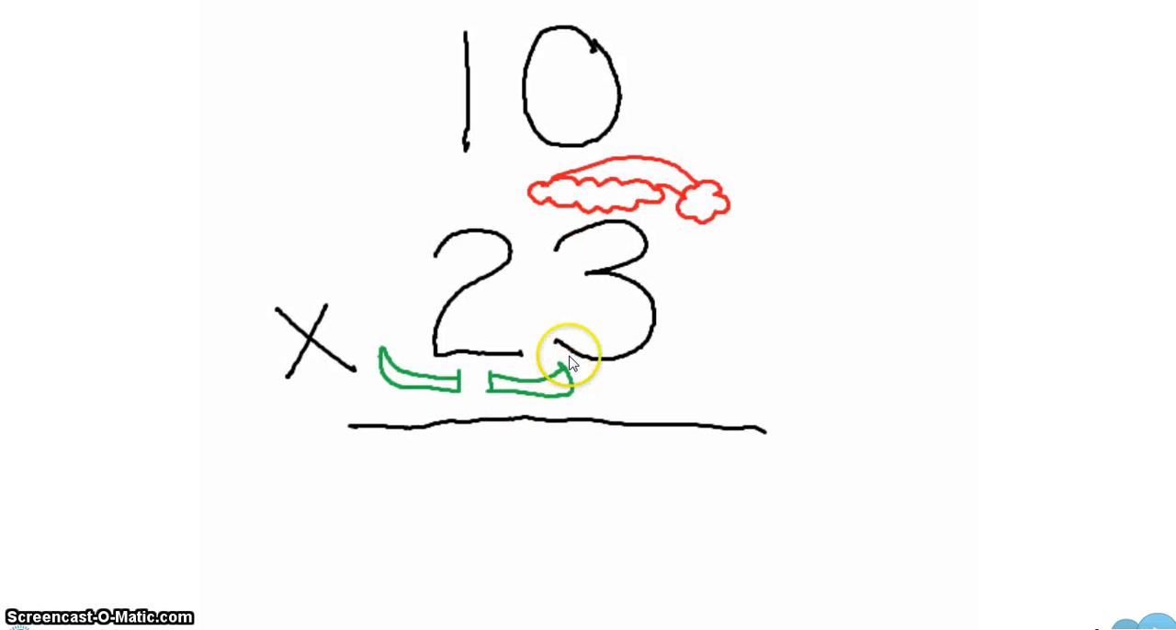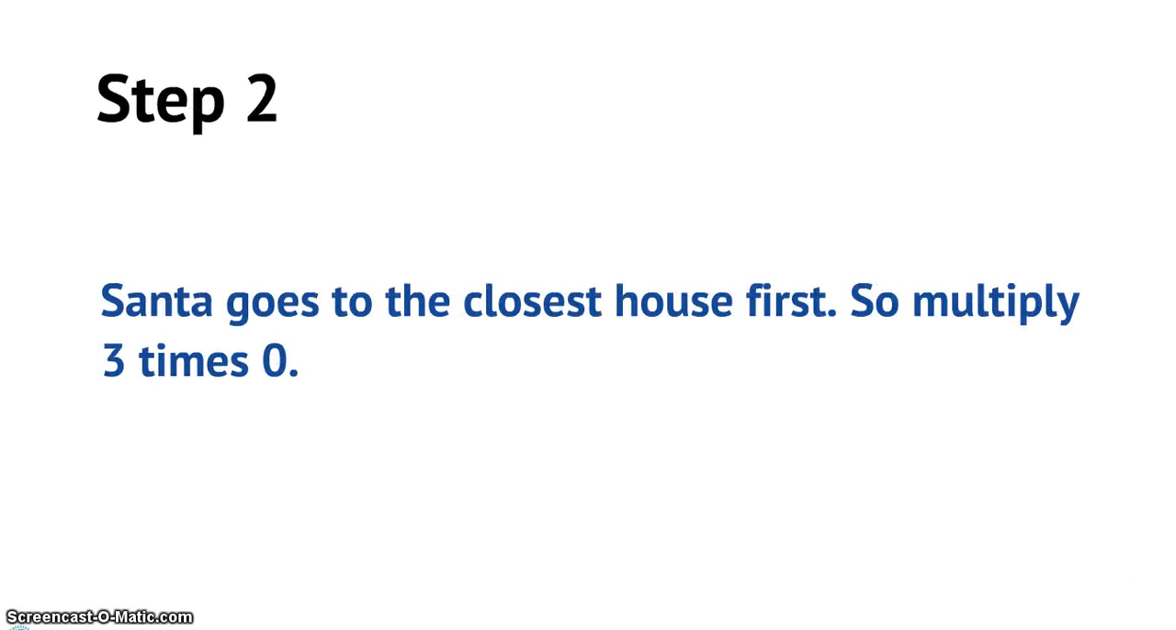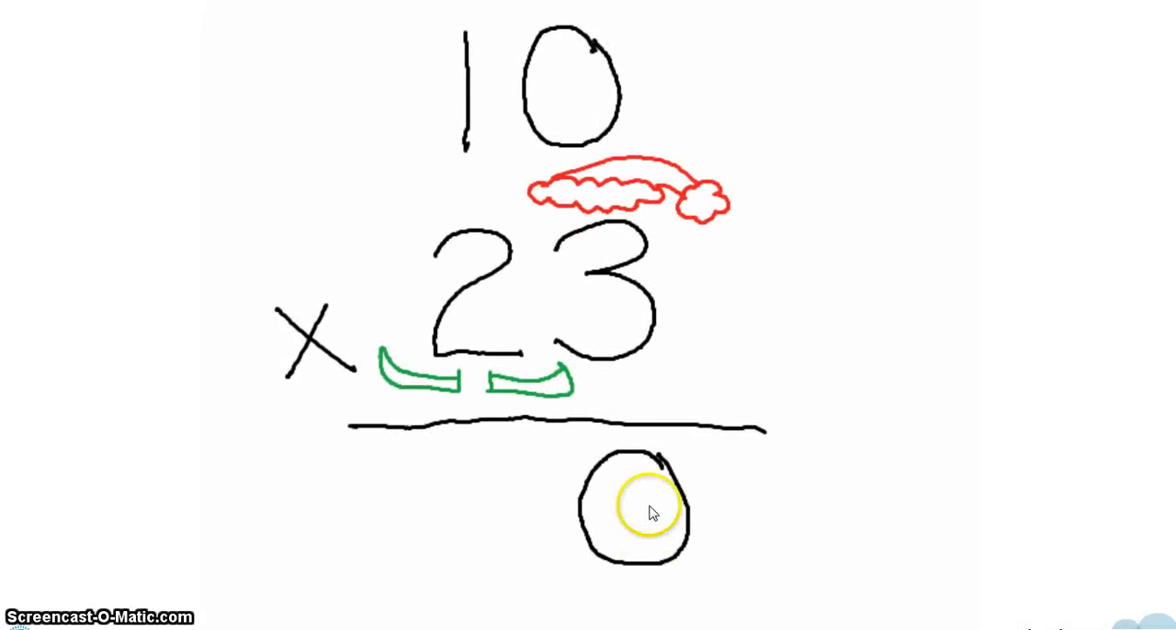So notice how this digit in the 1 spot, the 3, got a Santa hat. The digit in the 10 spot, this 2, got elf shoes. Step number 2, Santa goes to the closest house first. So you're going to be multiplying 3 times 0. That's the house right above him. 3 times 0 is 0, and you put that 0 down there.